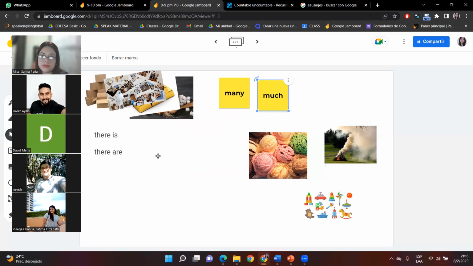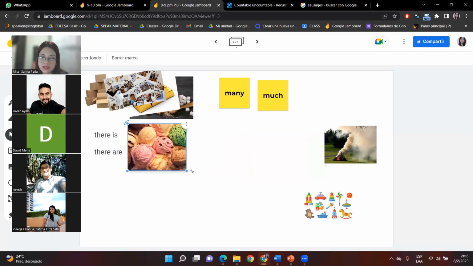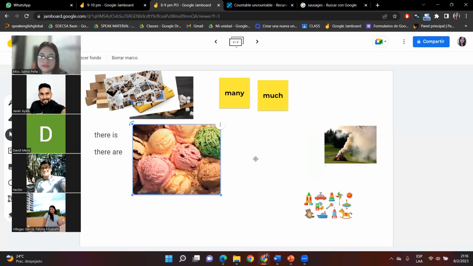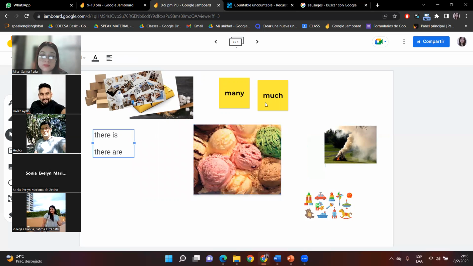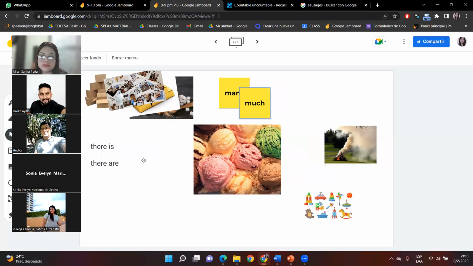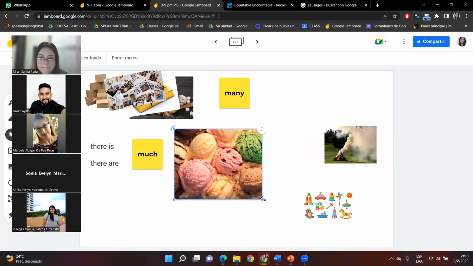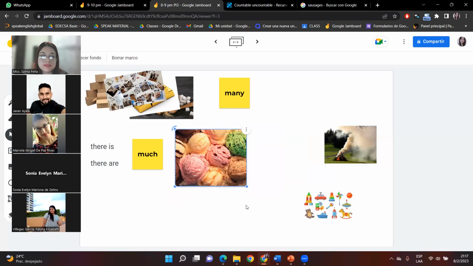Now, Sonia, what about if I talk about ice cream? There is much ice cream. Exactly. Why did Sonia select much and not there are many ice cream? Because ice cream is uncountable. Yes, it's an uncountable noun because it's a creamy substance.